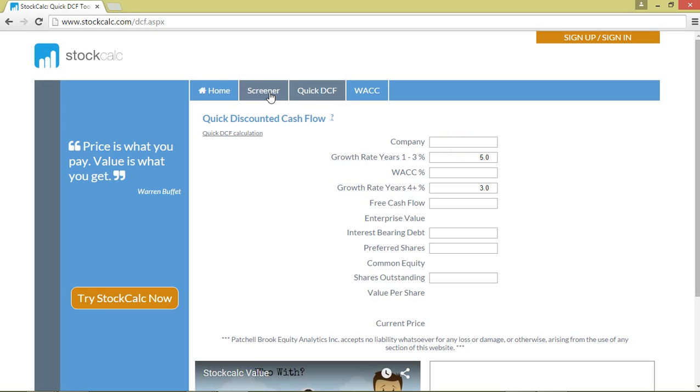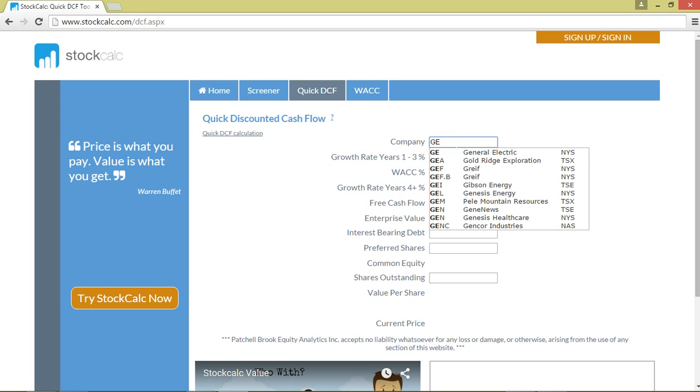This site is set up to allow you to try these three different tools: the screener, the quick DCF, and the weighted average cost of capital. The quick discounted cash flow tool is in place to allow you to do what-if scenarios, to test some assumptions, to look at things like growth rate and cost of capital and see what their impact is on the value per share calculation. So I'm going to do a demo here with General Electric.